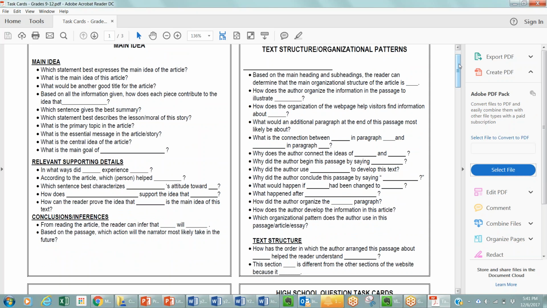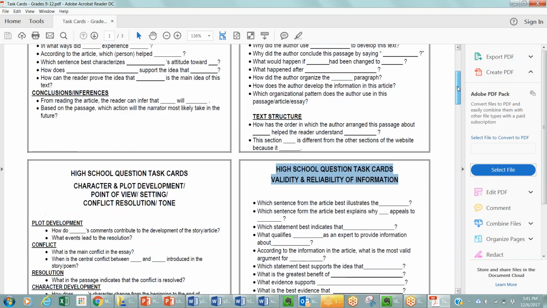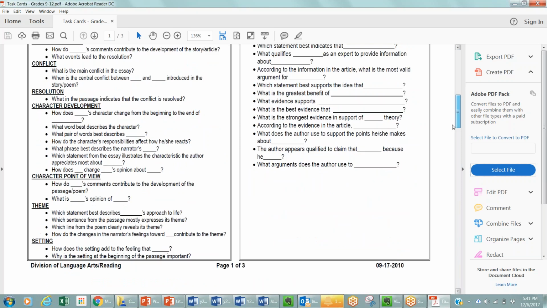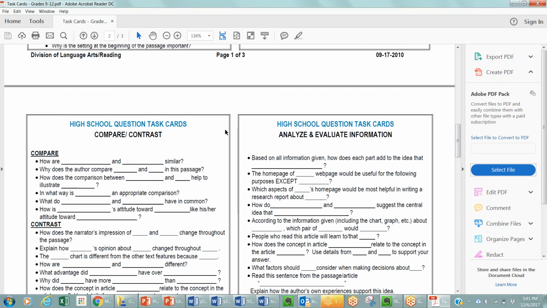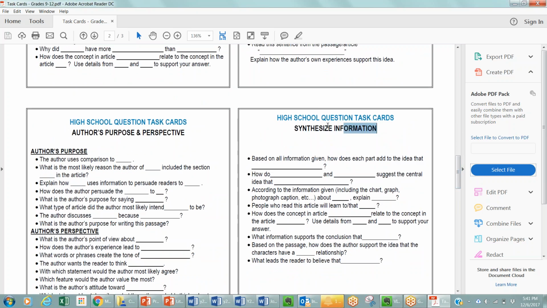students can use these stems to create questions of the text according to specific cognitive demands: validity and reliability of information, text structure, main idea, analyze and evaluate, compare and contrast. Looking familiar? So depending on what you're reading for, author's purpose, perspective, synthesize, you can choose specific task cards to give to students.